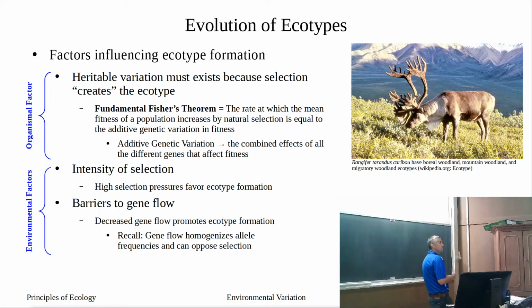Likewise, we can't have selection pushing us one way only to be countered by lower fitness alleles coming into our population because of gene flow. So if we're going to go for ecotype formation, one, we need heritable variation. We need selection. The stronger the selection, the stronger we're selecting for an ecotype. And we can't have gene flow busting all of those good genes up.